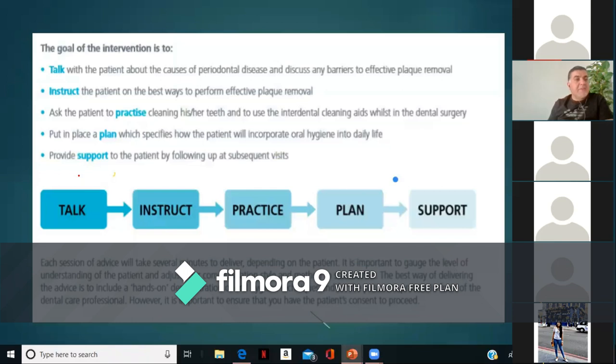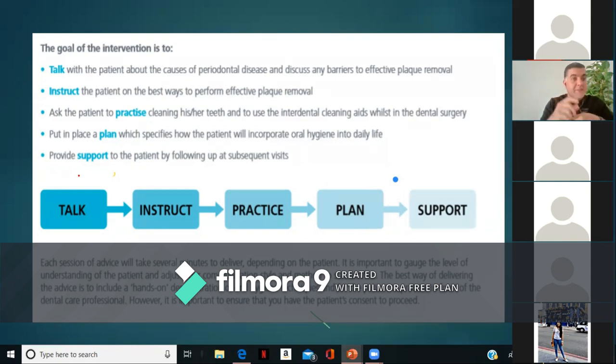Now, for this patient, it is very important to liaise with the patient, engage with the patient, talk to them, explain in layman's terms what the problem is, what periodontitis is, and what the cause of the periodontitis is. Instruct them, explain to them, show them how, and demonstrate. Guys, from part two, it is very important to know how to do that. Do demonstrations. This is what we do in real practice as well.